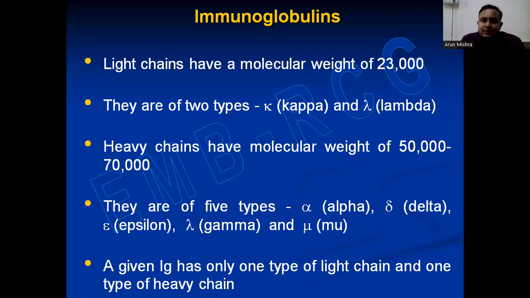Immunoglobulins, their light chains have a molecular weight of around 23,000. There are two types, kappa and lambda. Heavy chains have a molecular weight of around 50,000 to 70,000, and they are of five types: alpha, delta, epsilon, gamma, and mu. A given immunoglobulin has only one type of light chain and one type of heavy chain.